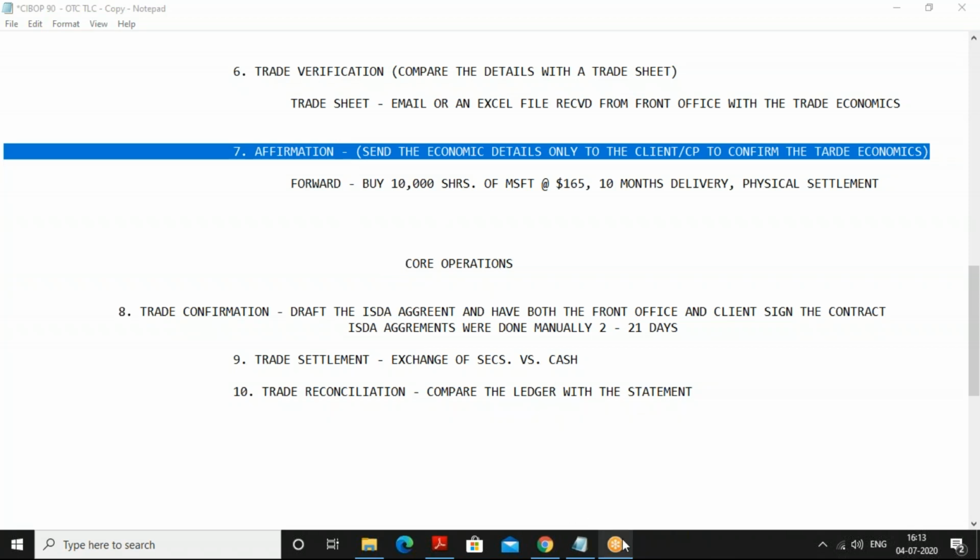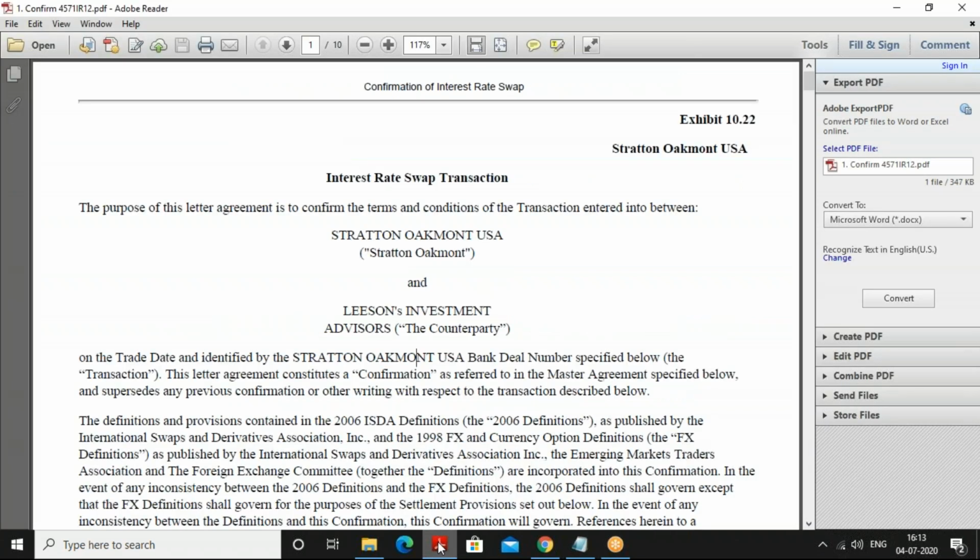So why does it say this? And look, when we go through this line by line, you're going to understand the importance of communication, especially in the written language: you have to be very, very specific. When you're very specific with what you write, there's not going to be any loopholes. So that's why it says supersedes any previous confirmation or other writing with respect to the transaction described below.